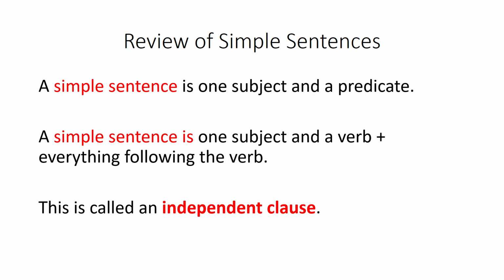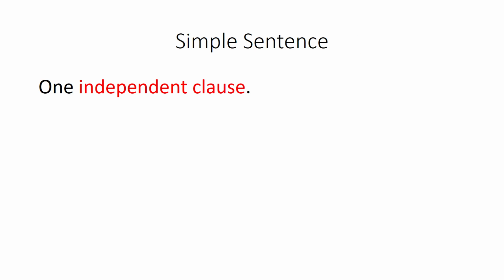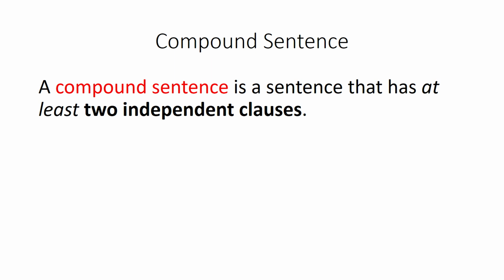Now this pattern is more formally called an independent clause. So if you see the pattern of one subject and a predicate, that is called an independent clause. So the definition of a simple sentence can be called an independent clause, one independent clause. A compound sentence is a sentence that has at least two independent clauses.